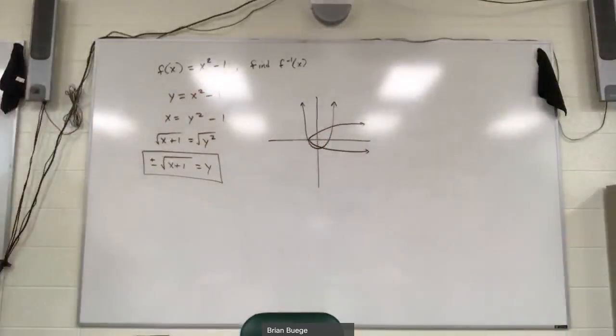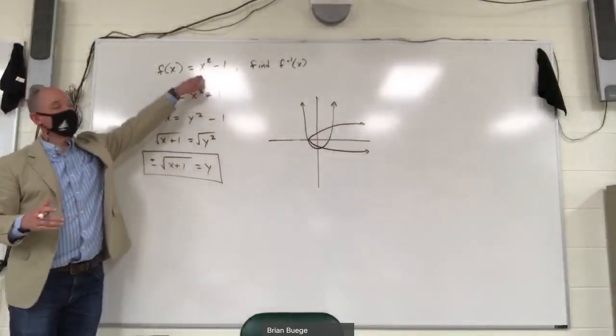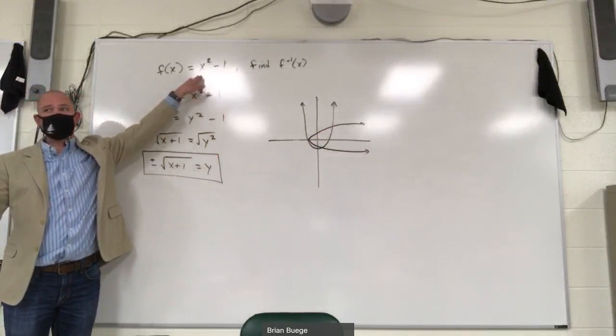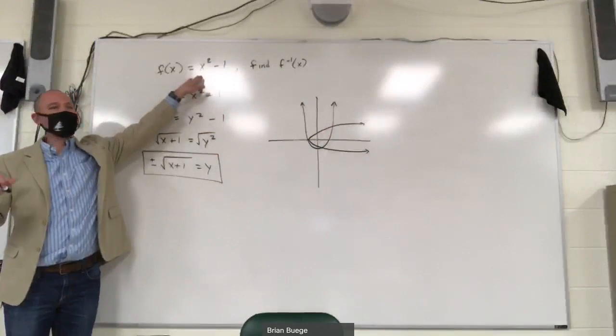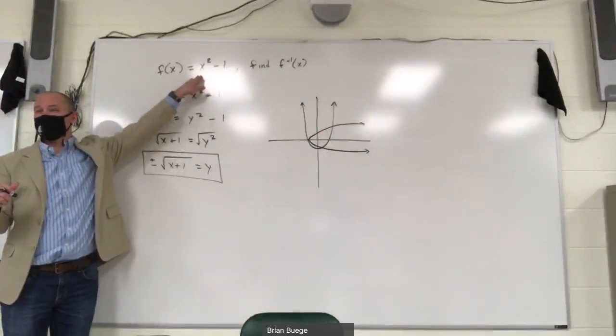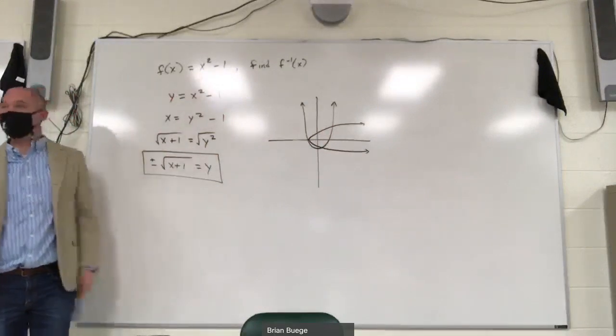So what if it's cubed? Okay, I'll give you an idea. If you had a cubic function, what do you think the inverse is going to look like equation-wise? What I mean by that is, what's the inverse operation of something cubed? The cube root. So your equation would end up being a cube root.